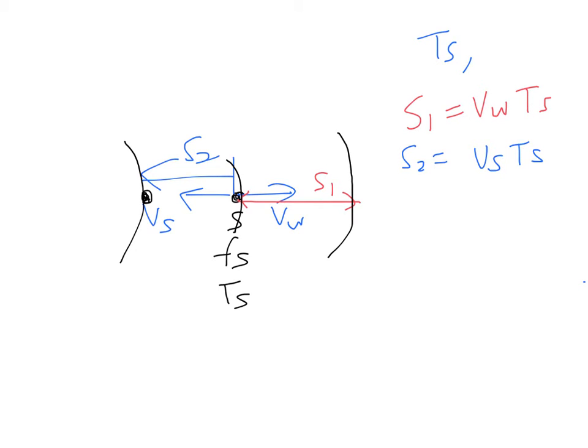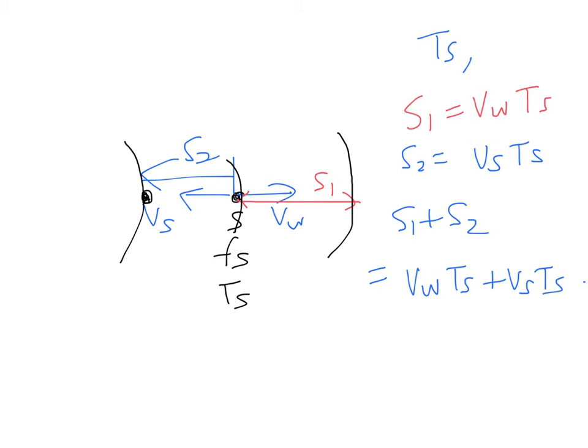So therefore, what is the distance between the first wave crest, which is this one, and the second wave crest, which is going to generate here? So what is the distance between these two wave crests? So the distance between these two wave crests would be given by S1 plus S2. So what is S1 plus S2 equal to? S1 plus S2 will now equal Vw Ts plus Vs Ts.